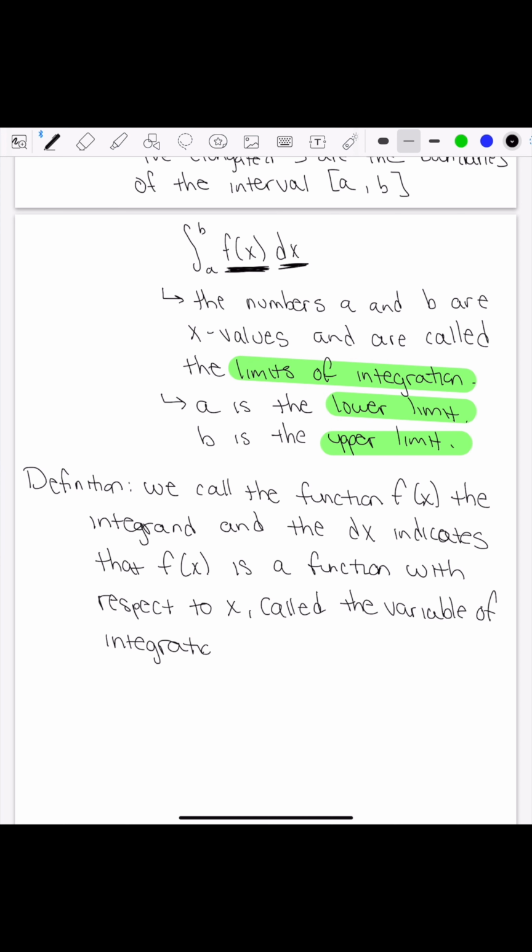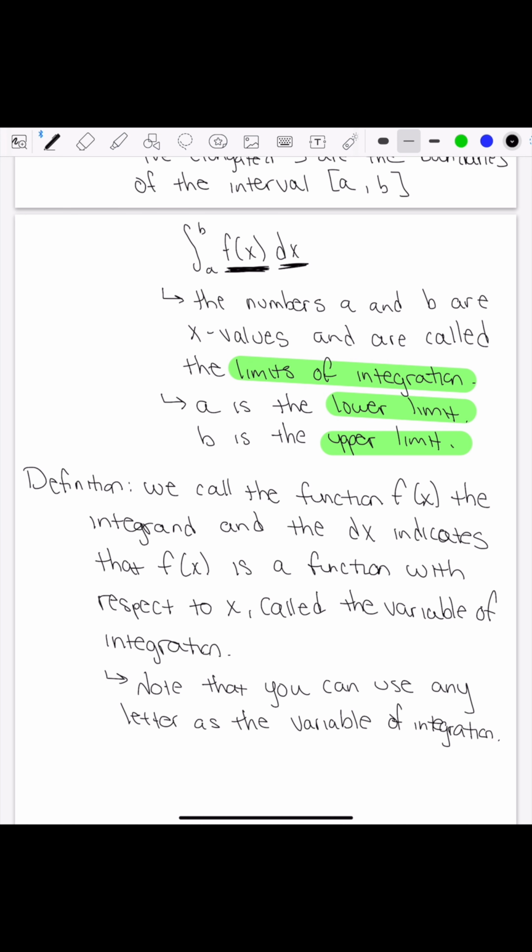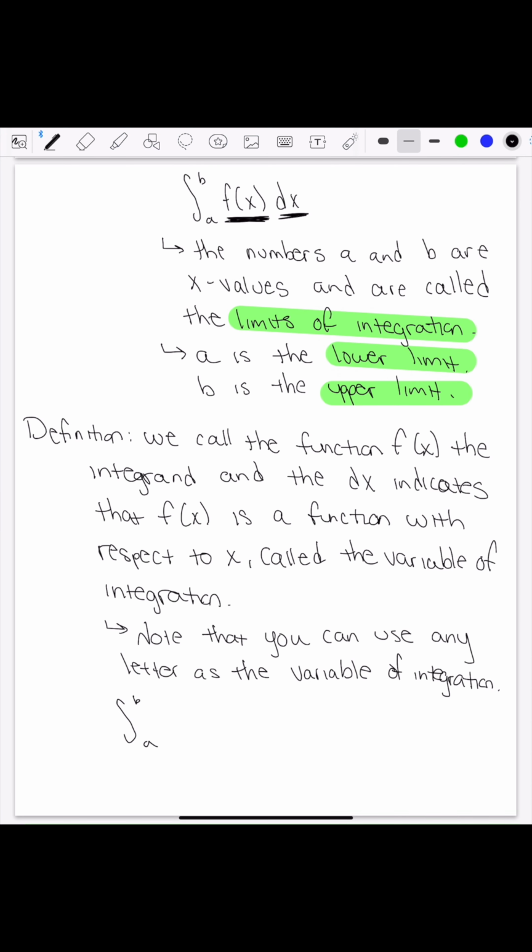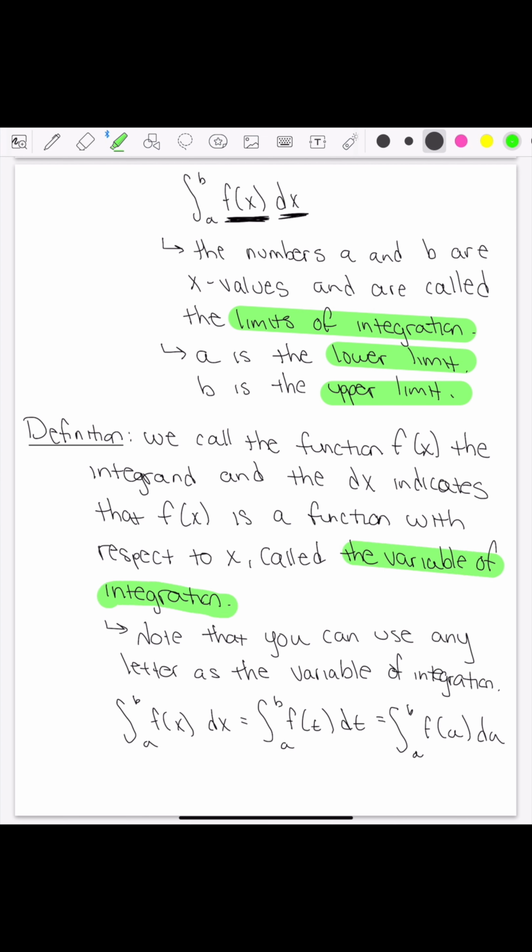It does not have to be x. So note that you can use any letter as the variable of integration. What we have here, the integral from a to b of f of x dx, is equivalent to the same function f but using t's instead of x's, as long as we also integrate with respect to t. The same goes for u's, any letter, literally any letter. Okay, so we've got variable of integration. We have a lot of new vocabulary words, so that's good.